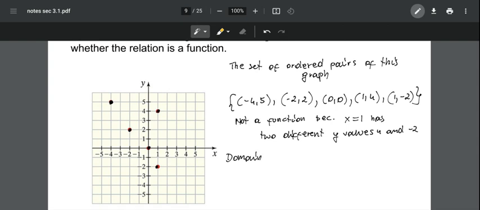So domain, we're going to list all the x coordinates, so all the first elements, and just organize them from least to highest. So it will be -4, -2, 0, 1. I know that element 1 repeats twice, but we only list that element once only.